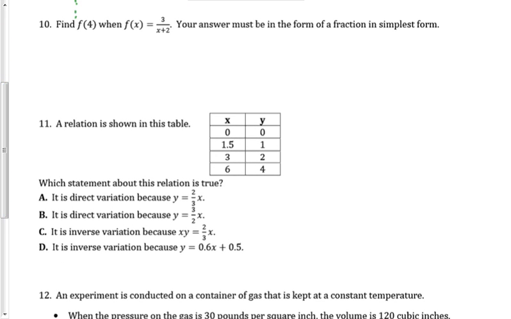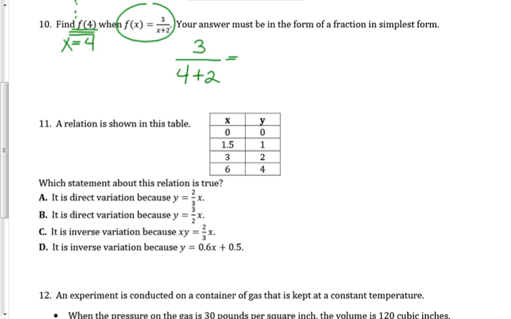Number 10, find f of 4. This notation is function notation. It's telling you that we're going to use a function f with an x value of 4. So they're giving us the function rule right here. So I'm simply going to take that rule, and wherever I see an x, I'm going to plug in a 4. And then we're going to simplify.